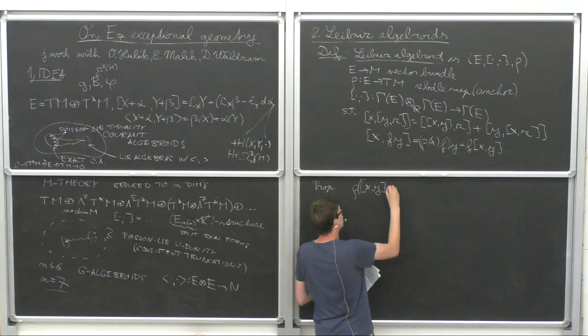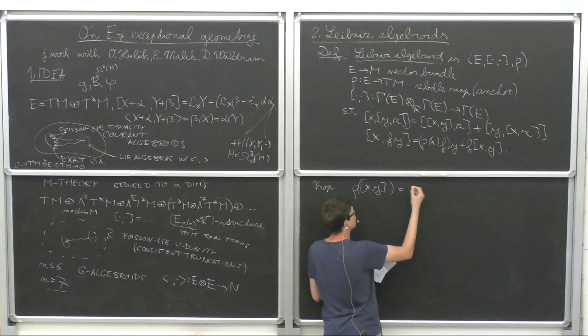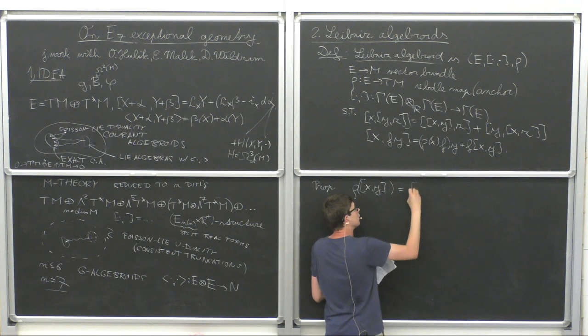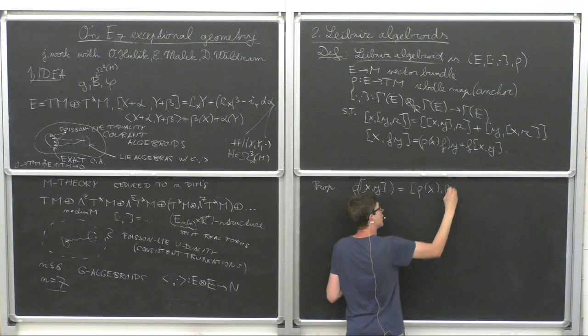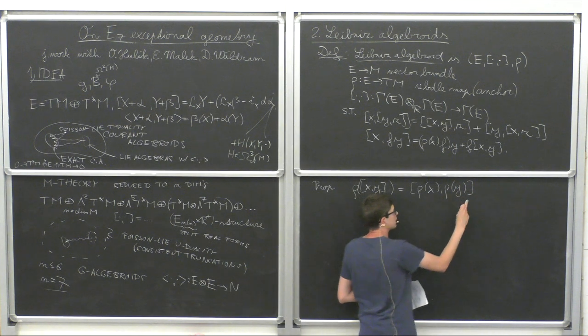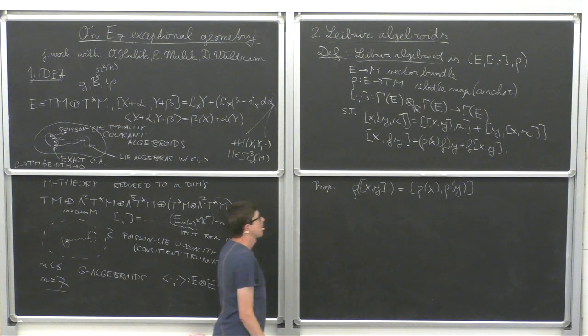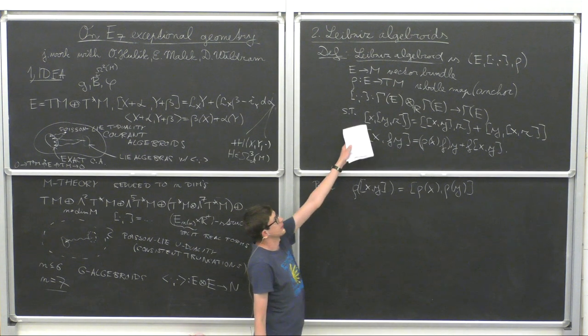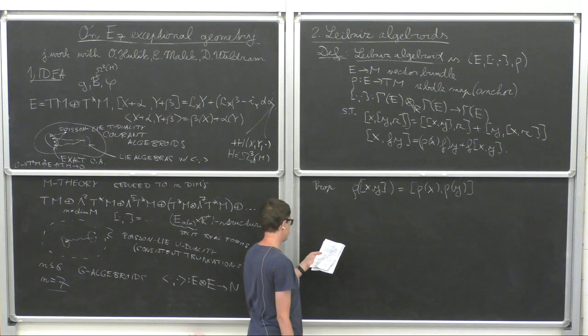So the anchor is actually a homomorphism on the space of sections. So it intertwines the bracket, the Leibniz bracket, and the commutator of vector fields. Okay, so this is on TM. This is just a funny exercise from these two axioms.